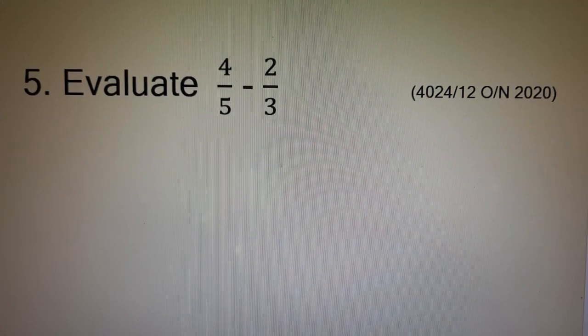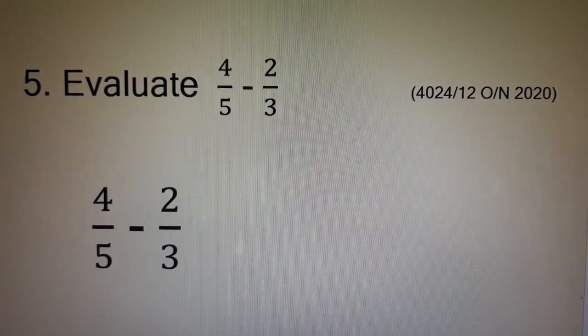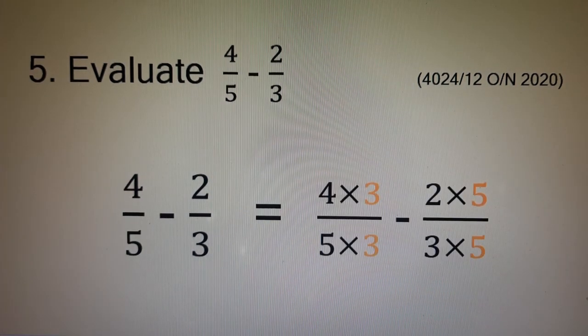Question number 5. 4 upon 5 minus 2 upon 3. As usual, when we subtract two fractions, we have to equal their denominators. Here denominators are 5 and 3. So both denominators can be changed to 15 because the LCM of 5 and 3 is 15. In the first fraction, both numerator and denominator are multiplied by 3. In the second fraction, both numerator and denominator are multiplied by 5.